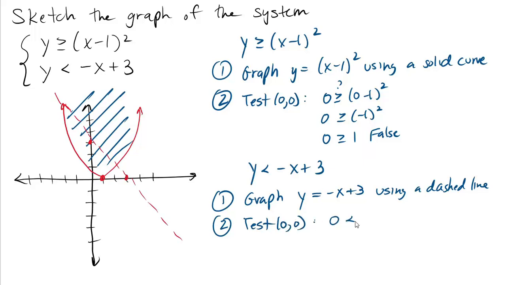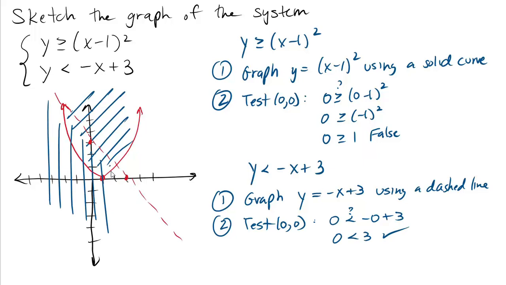It gives me 0 is less than the opposite of 0 plus 3, which says 0 is less than 3, and that's true. 0, 0 sits below or to the left of the line, so my second shading is going to be below or to the left of the line. And the solution is this intersection inside the parabola but below the line, so it's this little wedge-shaped region right here. The solutions just sit in this one little enclosed area.